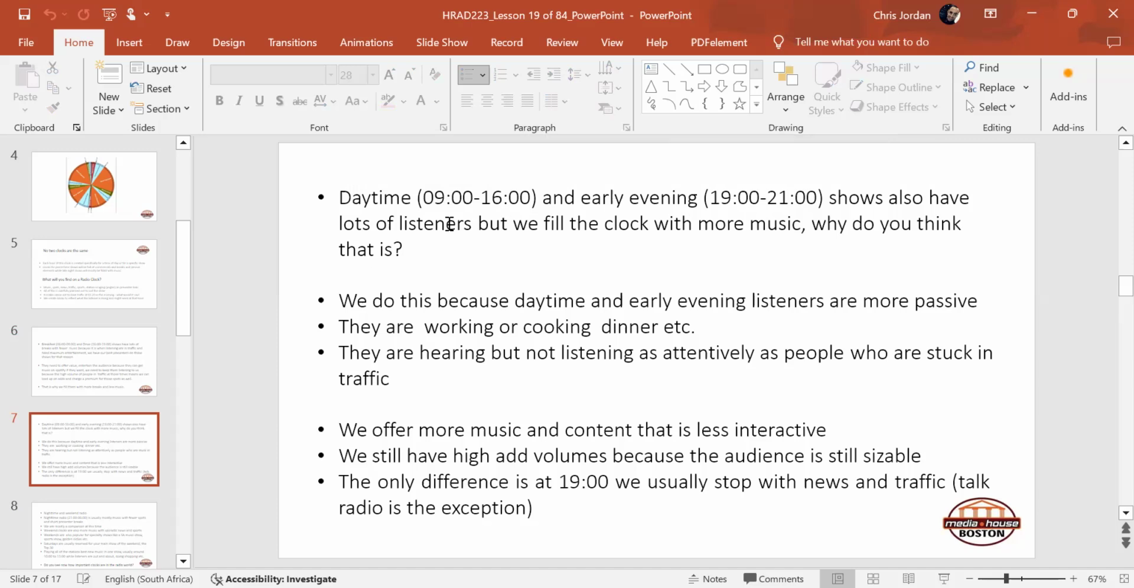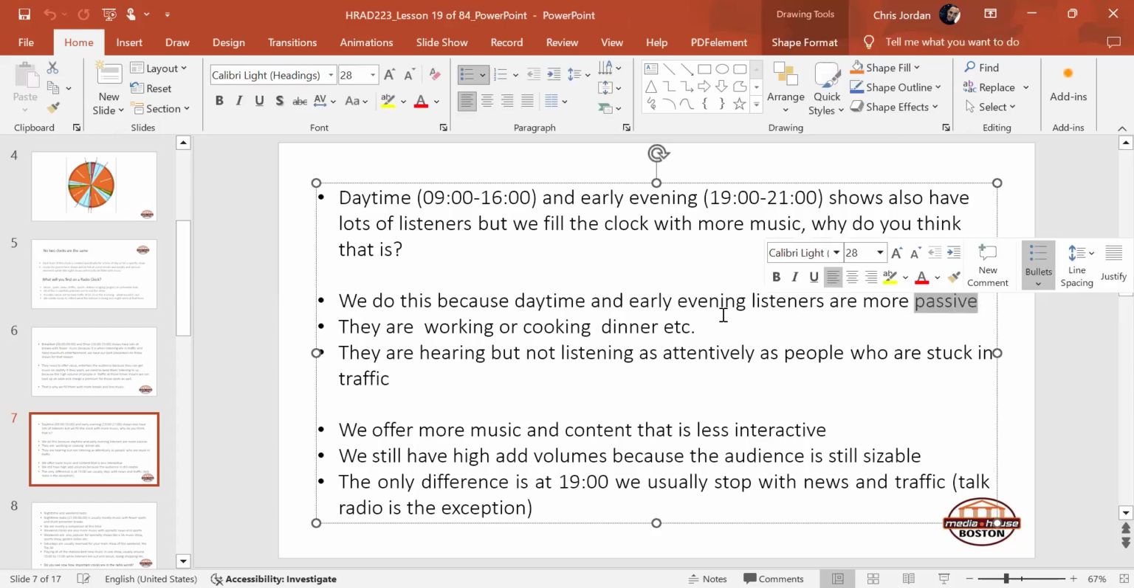Right, and then comparison to different times of day, like for example, the evening, maybe the late evening, weekends, etc. So we do this because daytime and early evening listeners are more passive, right? They want the company. They're not necessarily likely to call in because of what they are busy with while they are tuned in to the station. Unlike the two drive time shows where they are just in their car, man.